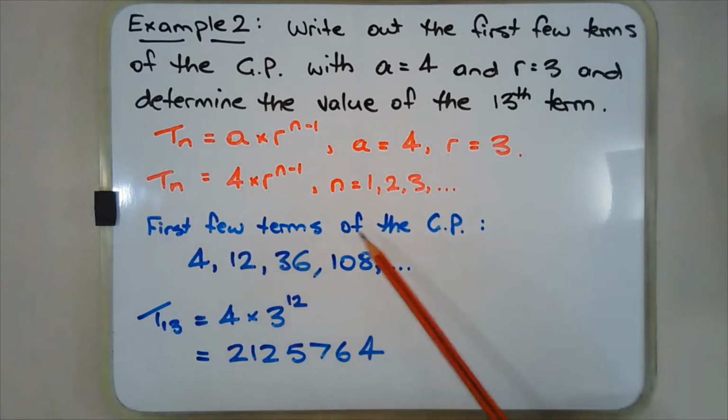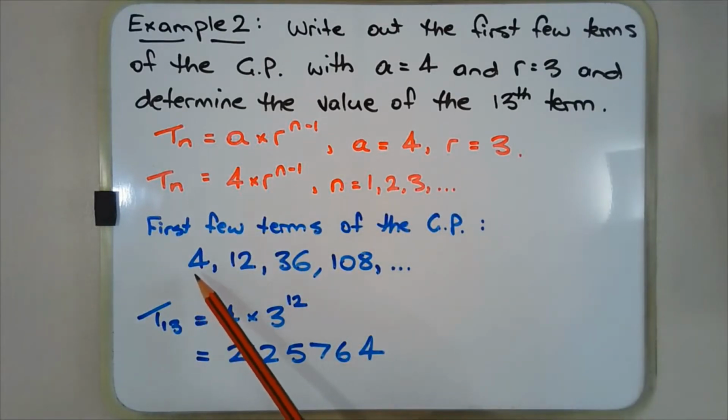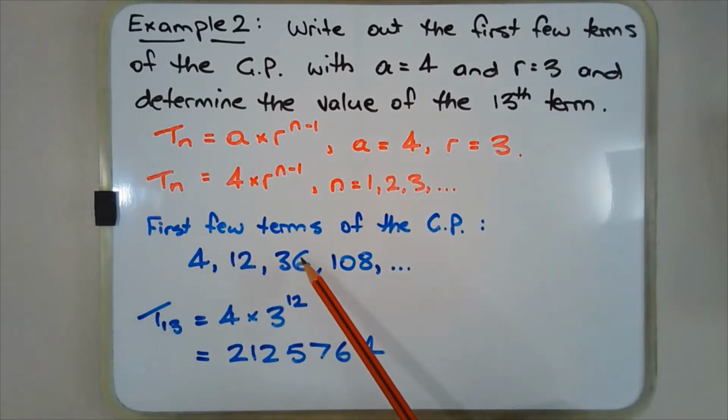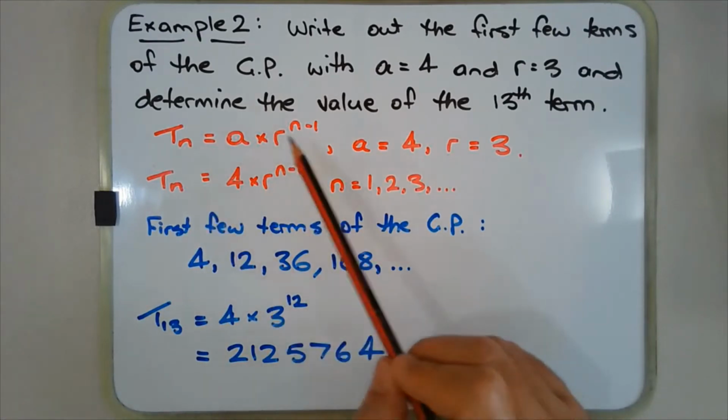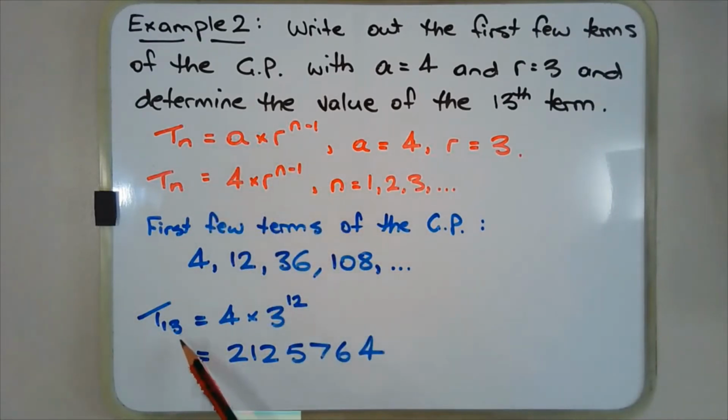So the first few terms of this GP, starting off with 4, multiply that by 3, we get 12. Multiply that by 3 again, we get 36. Multiply that by 3 again, we get 108, and so on. Now to get the 13th term, we can just apply the formula directly. So T13, the 13th term, is equal to 4 times 3 to the power of 12. So it's n minus 1, 13 minus 1. And that equals 2,125,764.